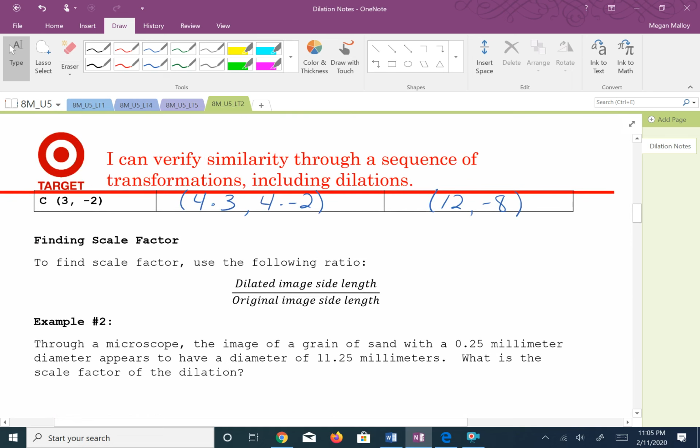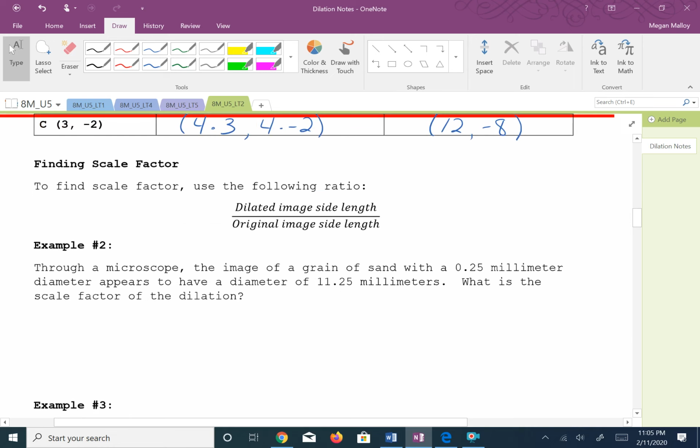So when you're given the scale factor, you're able to just apply it to those ordered pairs or side lengths. However, we are not always given the scale factor, and we may need to find it. So in order to find the scale factor, you're going to use the following ratio, where you're going to take the dilated image side length and divide by the original side length. So you'll hear me say in class often, dilated over original, dilated over original.